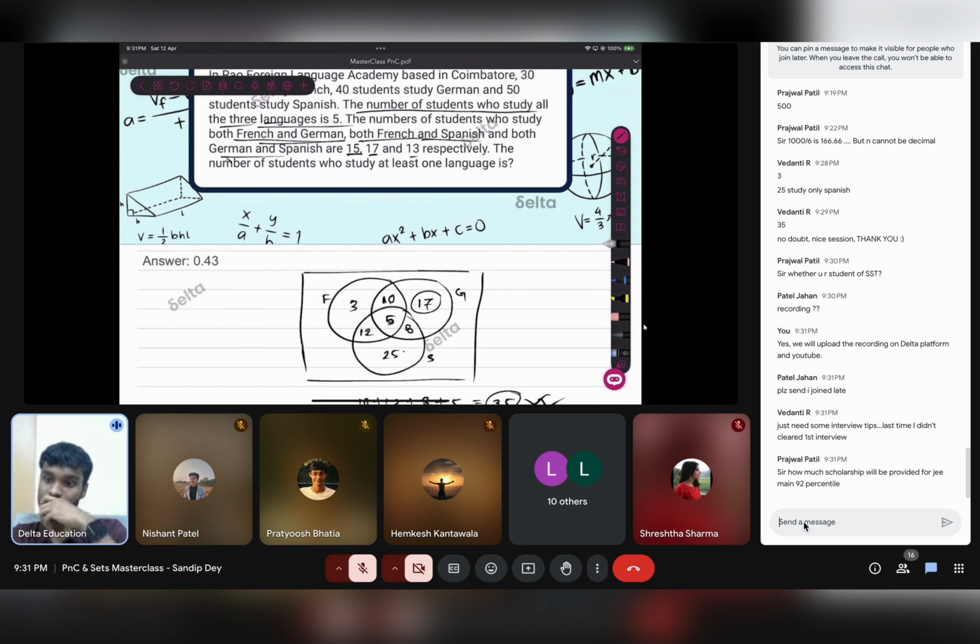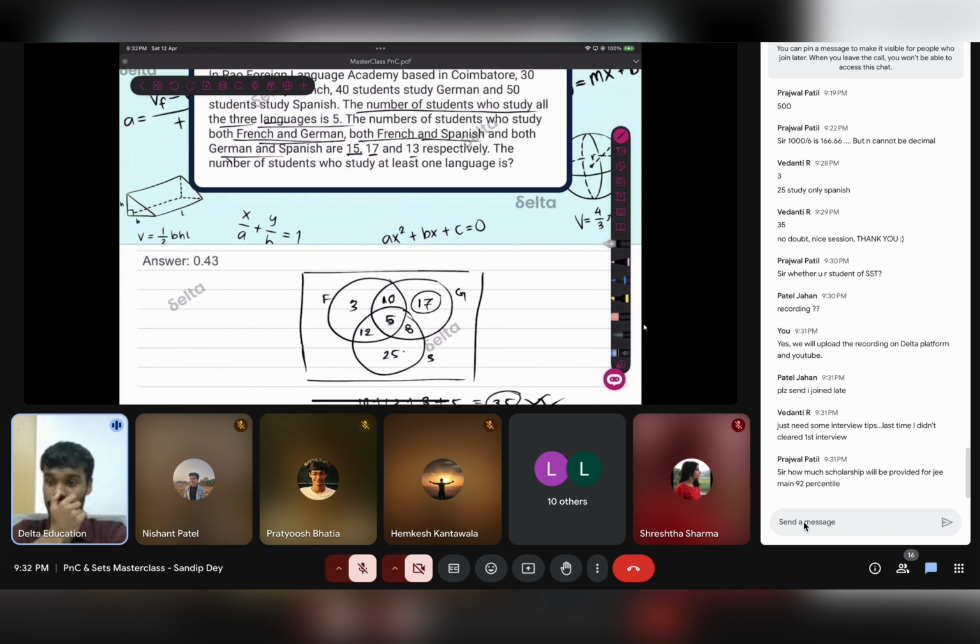Interview tips. Last time I didn't clear the first interview. So you cleared the exam, but you were not able to clear the interview. For interviews also, on Delta we have some interview preparation courses. But most probably, for the maths interview, you have to have good concept clarity to go through the interview. And for behavioral rounds, you have to have a lot of enthusiasm about Scaler and computer science basically. So that is basically the interview tips I can give you.